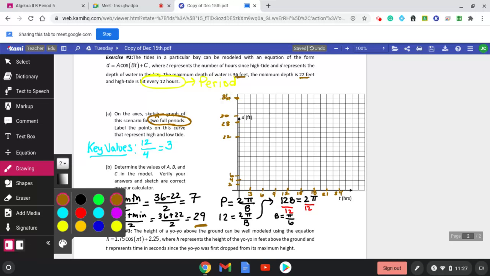I'll let you guys finish up, and then I'll ask one person here about what do you know about cosine? Where should I plot my points here?